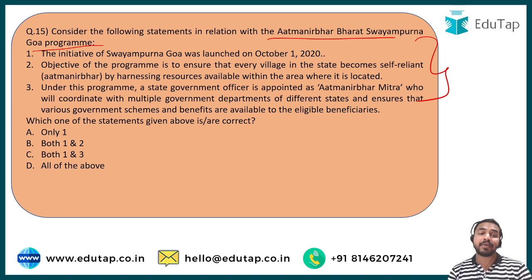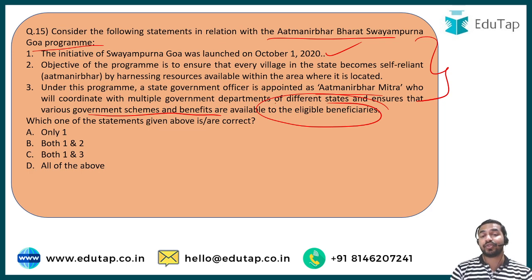Here the very first statement says that the initiative of the Swayam Purna Goa program was launched on October 1, 2020, and the objective of the program has been discussed in the second statement. And the third statement says that a state government officer is appointed as Atmanirbhar Mitra, who will coordinate with the multiple government departments of the different states, and also ensures that various government schemes and benefits are available to the eligible beneficiaries. So please tell me which statements are correct.